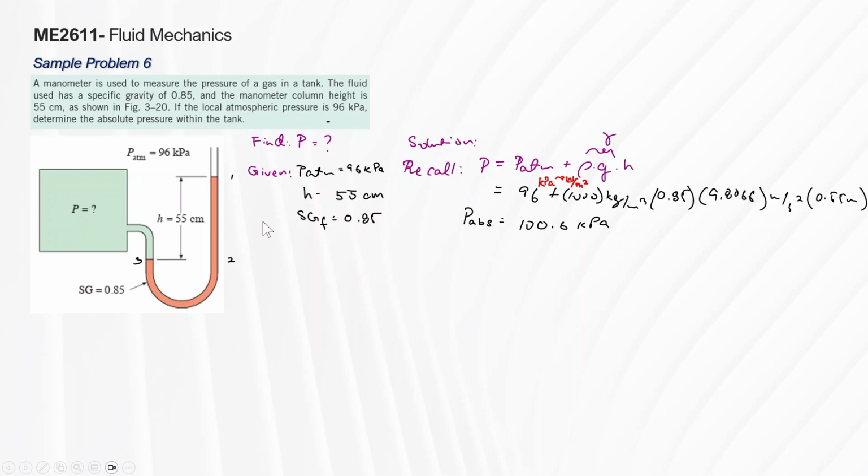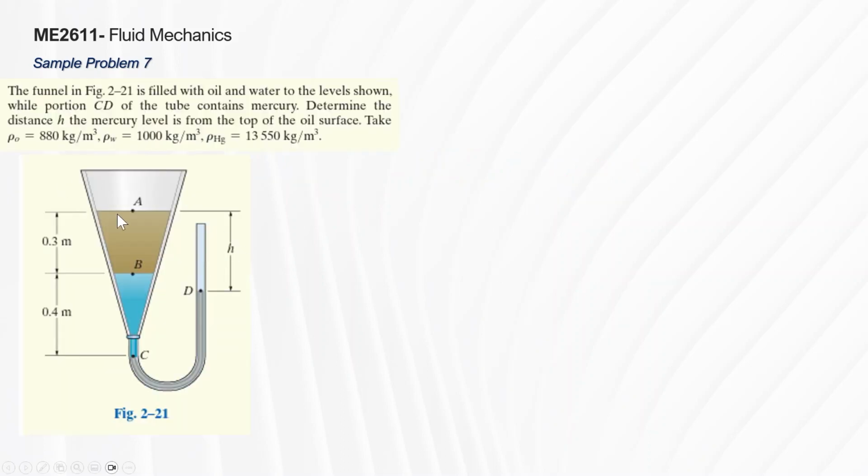Now, if we want to get just the gauge pressure, all we have to do is subtract the known atmospheric pressure, and we'll get 4.6 kilopascal gauge. It isn't being asked for, but just in case it's asked. Okay? And here, we have another one.